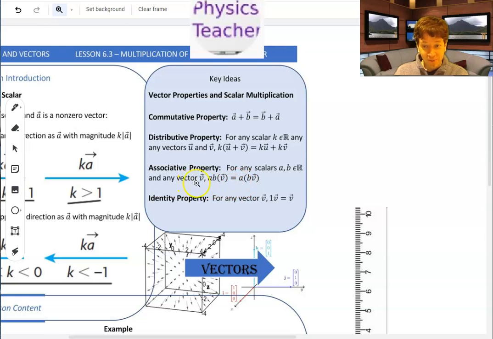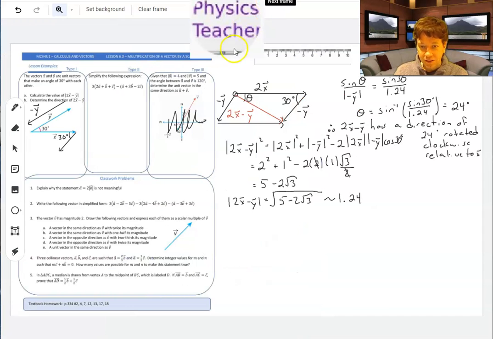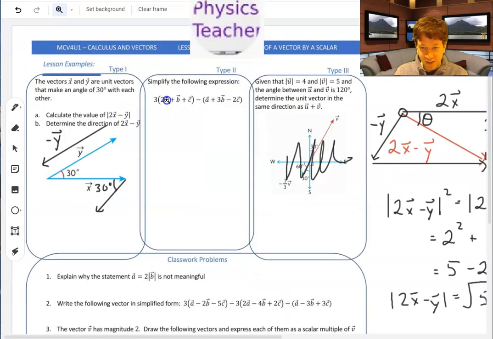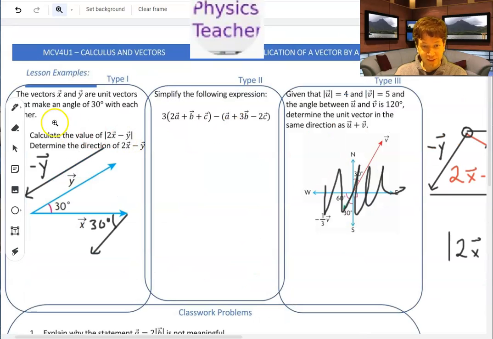The associative property, right: ab times a vector is the same as a times the vector bv. And of course, for any vector v, this is just an identity property. So we can use these properties to help simplify this expression.